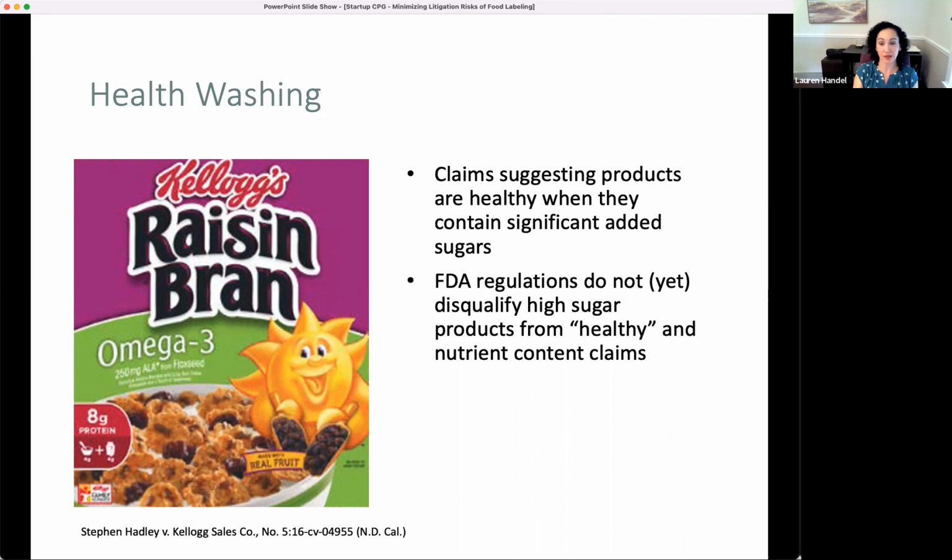So if you use the term healthy or healthier or healthiest or any variation on that, the product can't have above a certain amount of total fat or saturated fat. It has to have at least 10% of the daily value of a quote unquote good nutrient, protein or fiber or vitamins or minerals. But right now, those regulations don't address anything about sugar or added sugar. And the plaintiffs' lawyers in these cases have said they're actually filling that gap. They're targeting products that aren't actually healthy, even if FDA regulations would have allowed them to be marketed with the word healthy.